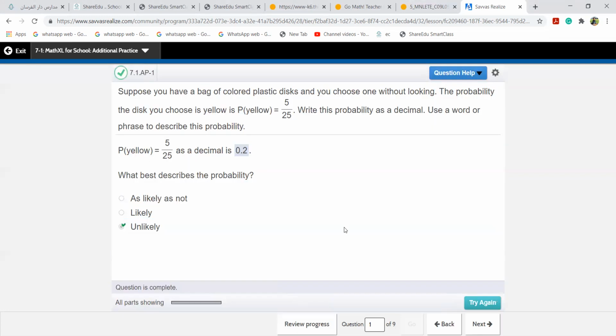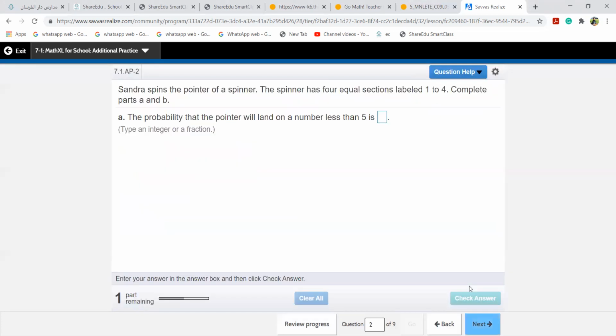Well done. Again, other girls, everyone, please listen. Likely means like 8 out of 10. 2 out of 10, it's unlikely. All right? Okay, girls? Next question. Come on.